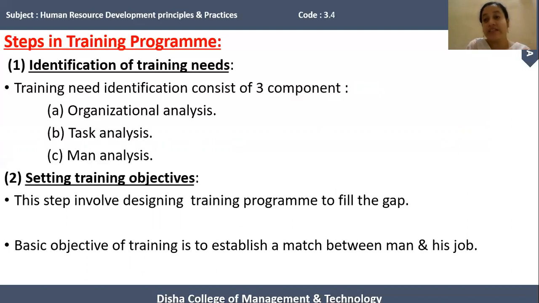Later we will discuss the identification of training needs in detail. It is a separate topic in our second unit. We will also discuss organizational analysis, task analysis, and man analysis in detail.